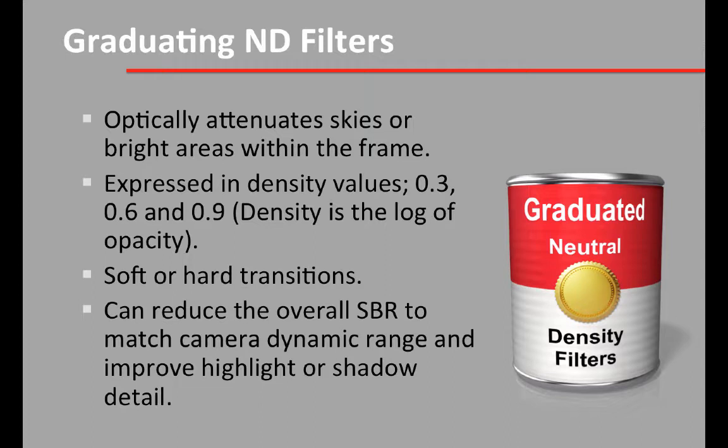So graduated neutral density filters, I've already explained what this is. It optically attenuates the skies or the bright areas within the frame. You usually have different density values: 0.3, which is 1 stop, 0.6, which is 2 stops, and 0.9, which is 3 stops. Remember, density is the log of opacity. And you can also get soft and hard transitions between the neutral density areas.